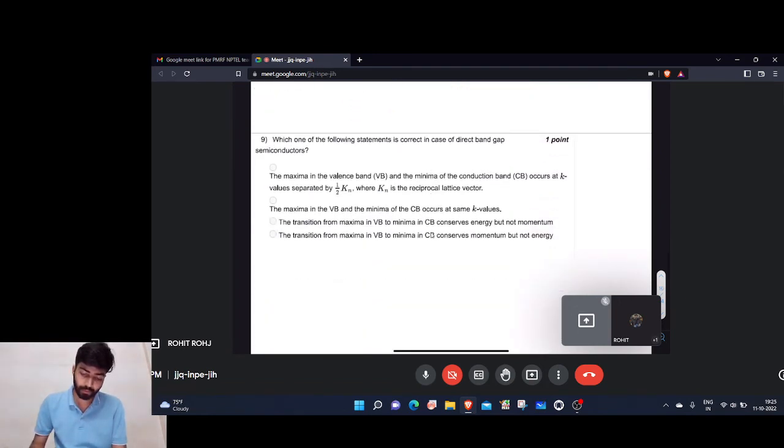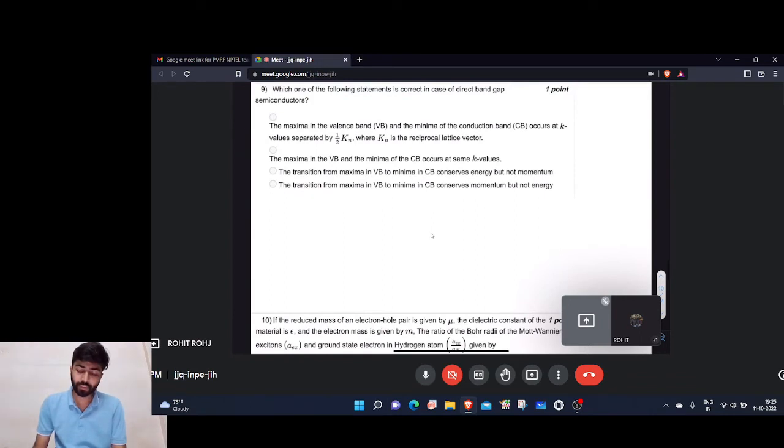Then the 9th question asks which of the following statements is correct in the case of direct bandgap semiconductors. Now as we know, semiconductors are of two types, direct bandgap and indirect bandgap. Direct bandgap are those where transition occurs from the same K value, from the maxima of the valence band to the minimum of the conduction band. Now let's say we are at some particular K value, and for the time being let us assume that it is 0. And if one draws the E-K diagram for a direct bandgap semiconductor, then transitions occurring from valence band to conduction band are vertical transitions. So occurring from the same K value to another K value, it can also occur from other points as well.